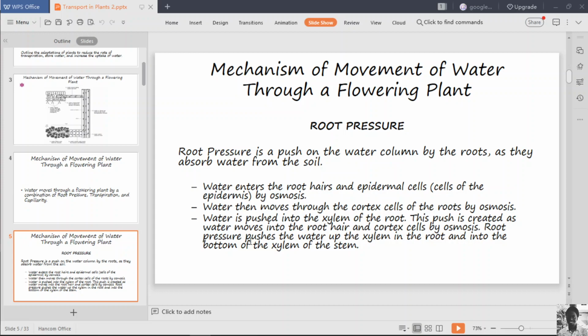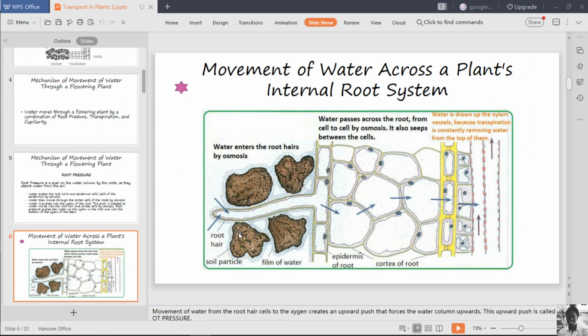Remember, this root pressure is an upward force on the water column as it moves from the root hair cells to the xylem of the root and the base of the xylem of the stem. Root pressure, however, is not sufficient to get the water up the entire plant. Here I have a diagram showing us root pressure. You can see movement of water from the root hair cell to the xylem creates an upward push on the water column. Follow the blue arrow: movement of the water from the soil into the root hairs and through the root cortex creates an upward push on the water column through the root xylem and into the base of the xylem of the stem. But as I stated, it is not sufficient to push the water column up the entire plant.